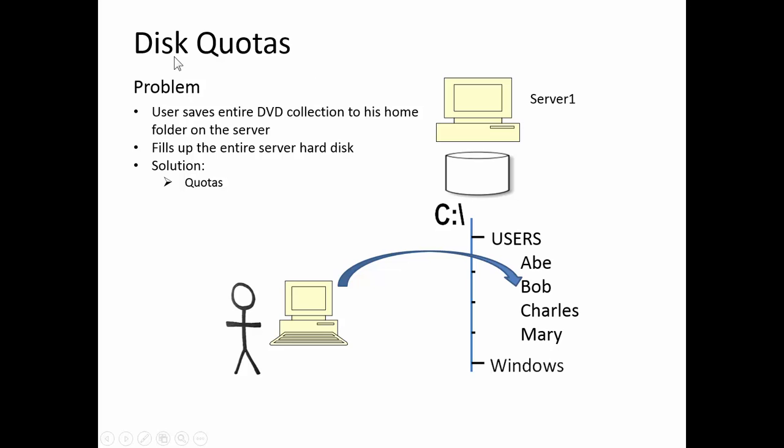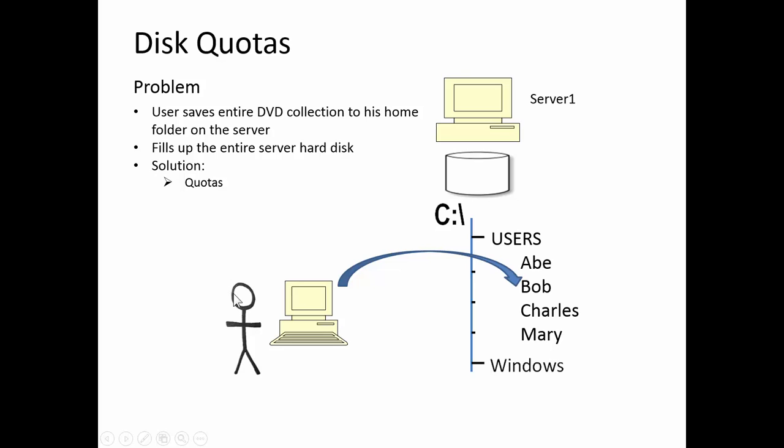But now let's discuss what's meant by disk quotas. A potential problem is if the user saves his entire DVD collection to his home folder on the server, and what that does is it fills up the entire file server hard disk and it slows everybody else down. In fact, then nobody can save anything because the hard disk is full. So the solution is to implement disk quotas.